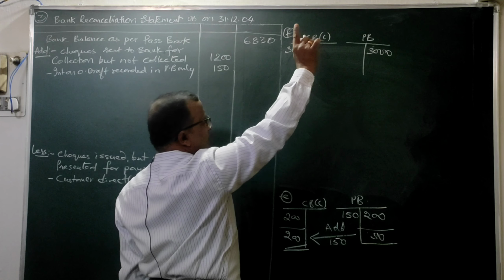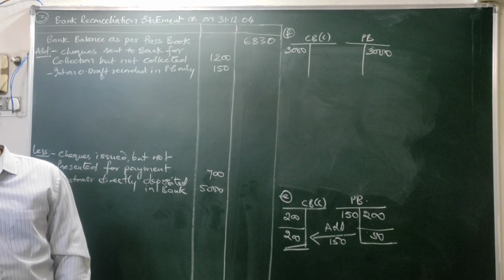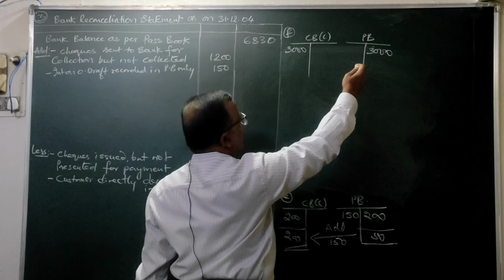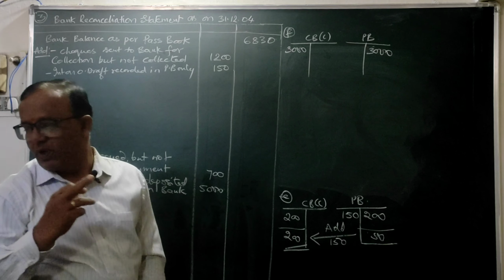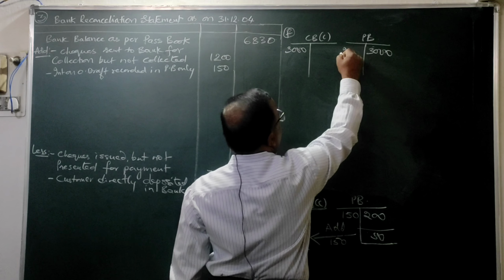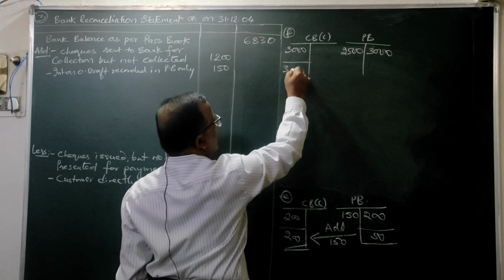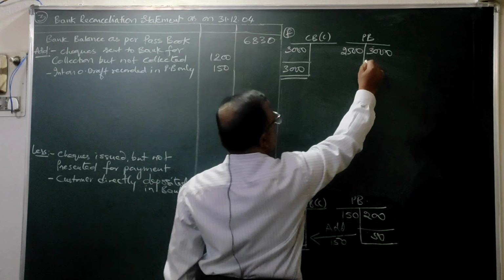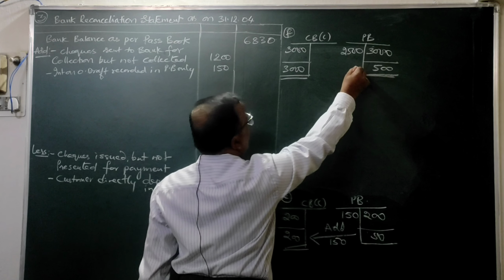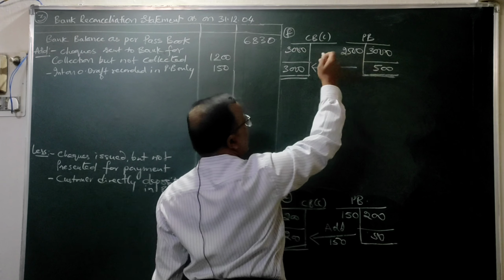Now here it is dishonored. What does it say? A bill of exchange for 2,500 which was discounted at the bank previously is now dishonored. Who will dishonor? The banker will dishonor. So when he has dishonored, he will be debiting the passbook. The amount is how much? 2,500. So he has debited 2,500 here, which is not recorded in the cash book. So the cash book will be showing 3,000, whereas the passbook will show 3,000 minus 2,500, which is 500. Our arrow mark should point towards the constant side.